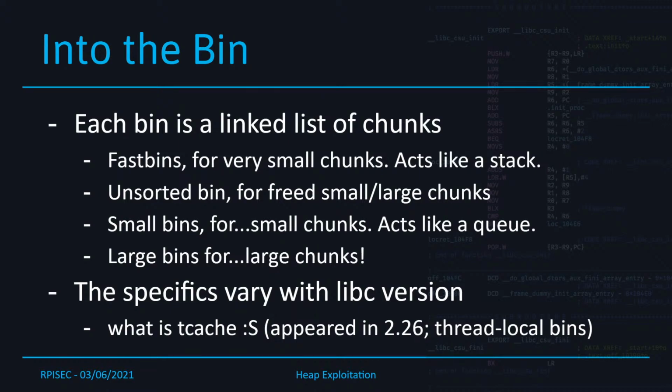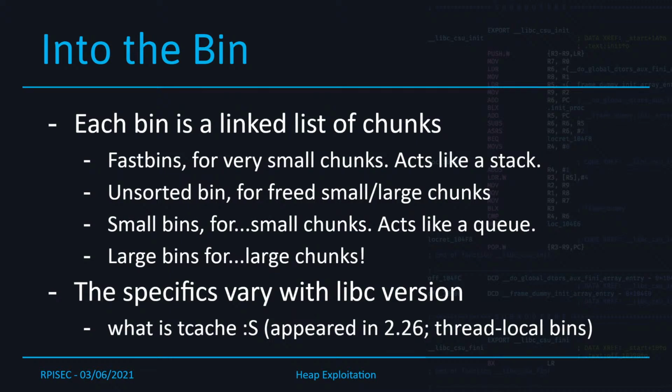You have things like fast bins, which are a single size and very small, so 32 bytes, 64 bytes, 40 bytes. It's pretty discrete here, and it's like a stack. If you free a chunk, it will be the next chunk that you allocate. So if I free A, B, C, I will then allocate C, then B, then A later. You have an unsorted bin, which is where the small and large chunks go when they're free. The small and large bins themselves are more organized, and they're like queues: the first one in is the first one out.